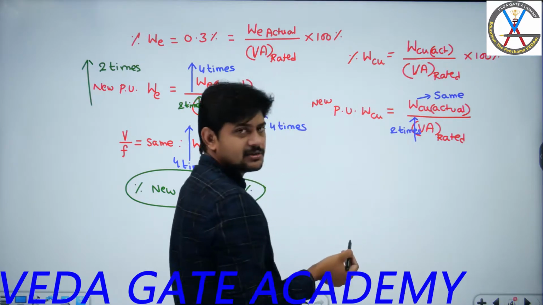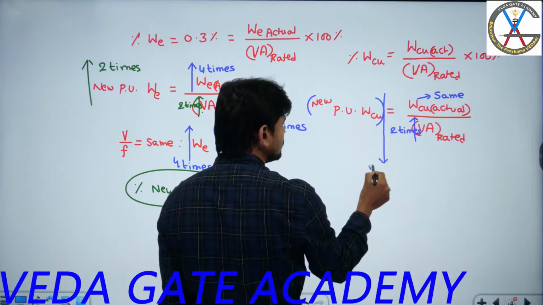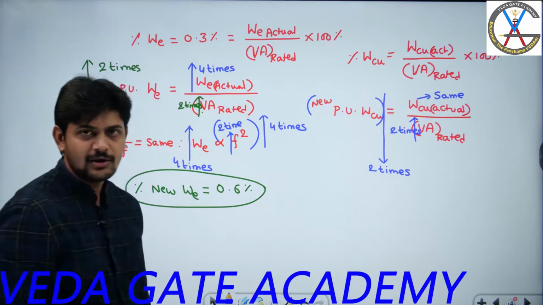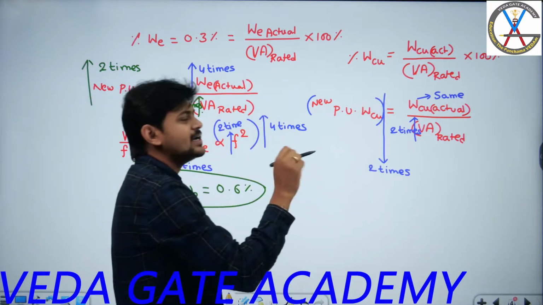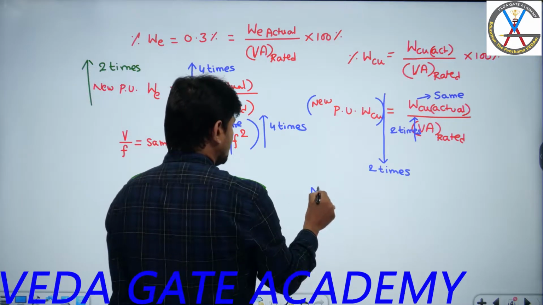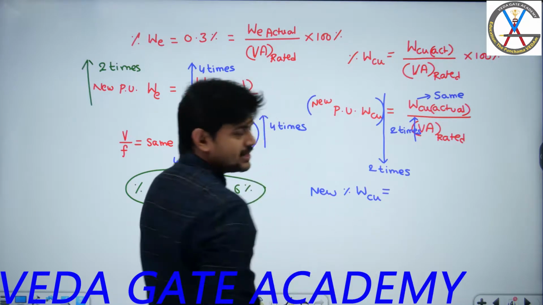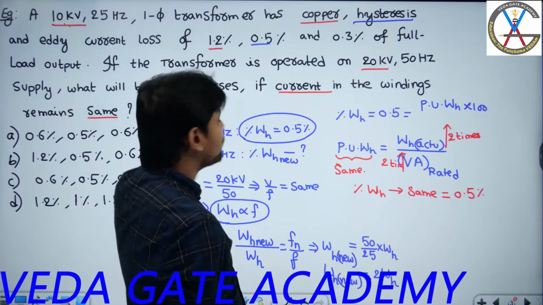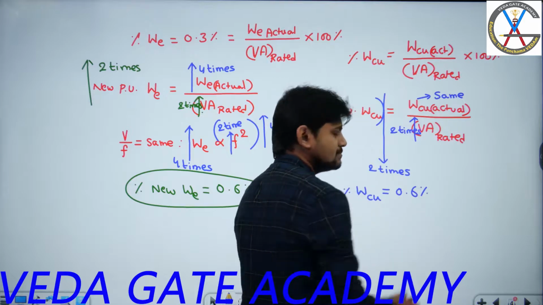As voltage is increased by 2 times, I can say that new per unit copper losses will decrease by 2 times. As new per unit copper losses decreased by 2 times, new percentage copper losses also decreased by 2 times. So can you tell me what are the new percentage copper losses you are going to get? The original old value of copper losses is how much? 1.2 percent. So obviously new percentage copper losses becomes 0.6%.